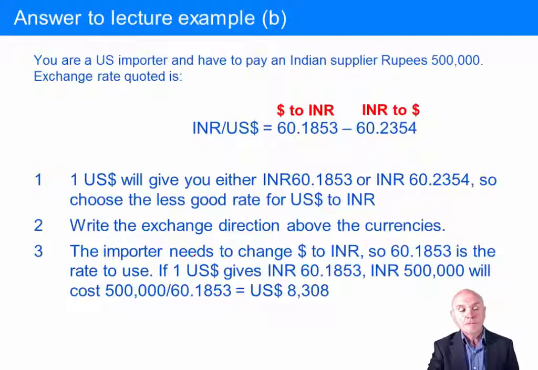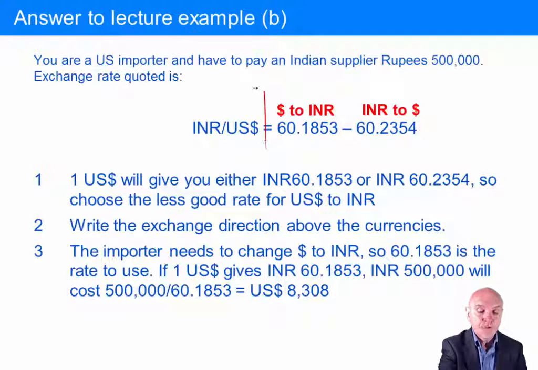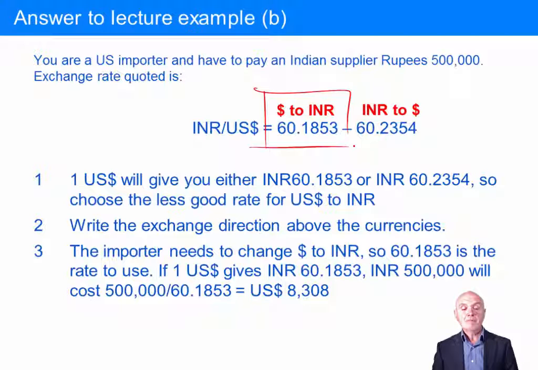The second example, we are a US importer, we have to get our hands on some Indian rupees. Now what the rate is telling us here, if you went in with $1, waving it to the bank manager, will either give you 60.1853 rupees or 60.2354 rupees, and the bank manager will give you the lower of that for your dollar. So this is it here. What are we doing? We are taking dollars and having to change them into rupees. We need to get our hands on 500,000 rupees. So that's the relevant one there.